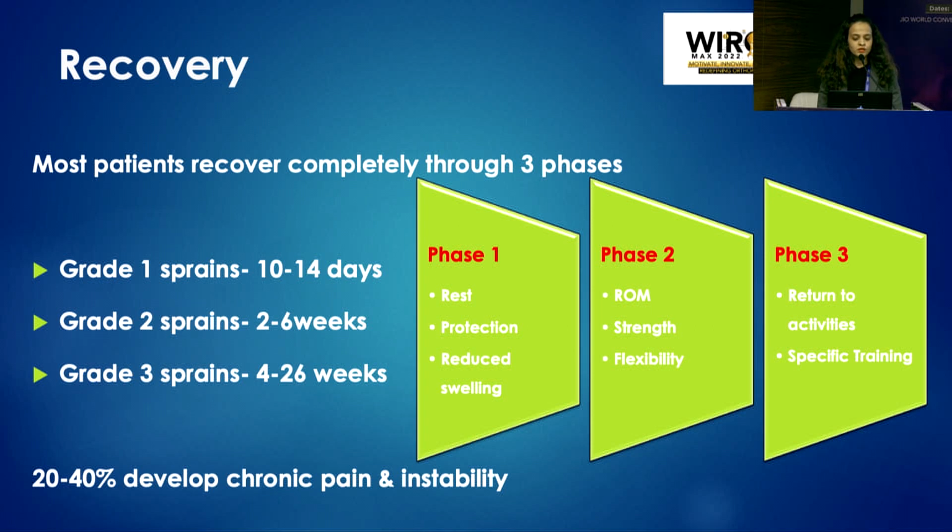So most patients recover completely with the conservative management through 3 phases, and often grade 1 sprains recover in 2 weeks, grade 2 take around 6 weeks, and grade 3, if treated conservatively, do well by about 20 to 26 weeks. Only 20 to 40% develop chronic pain and instability.